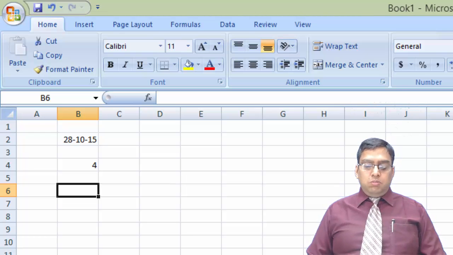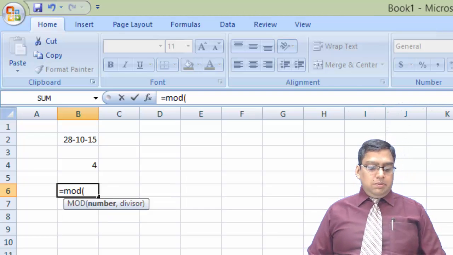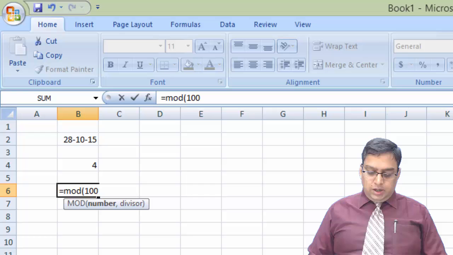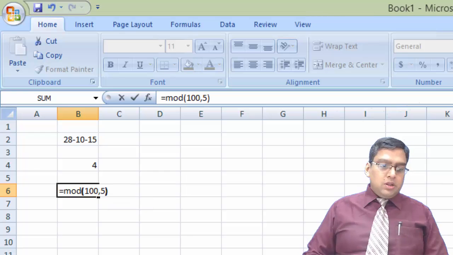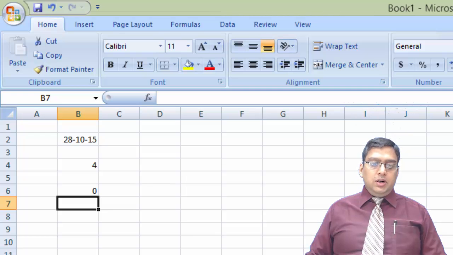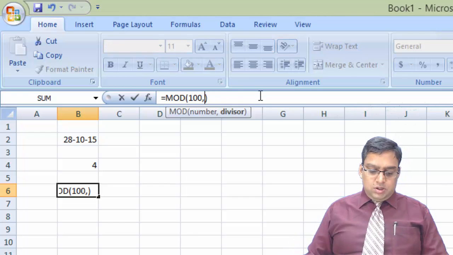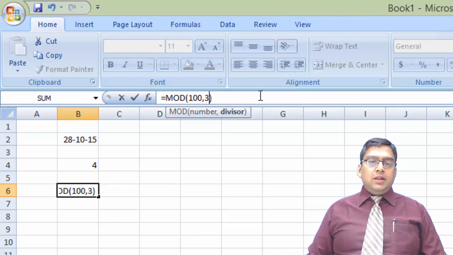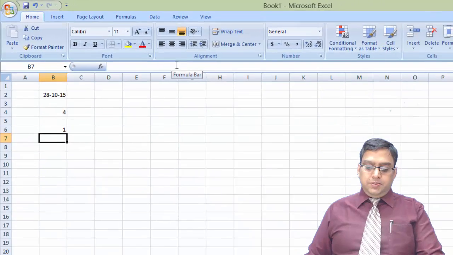And third one is MOD. Equal to MOD, bracket start, your number, say 100 is my number, and the divisor is 5. Your output is 0 because 5 is a divisor of 100. And we can change the value here, like 3. 99 is the number, but here we get an answer that is 1. That is the remainder. MOD equals remainder.